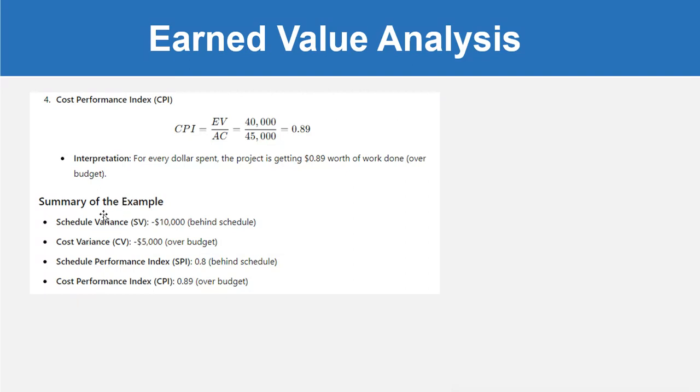Now in summary, schedule variance is equal to minus $10,000. So that means you are behind schedule. Cost variance is equal to minus $5,000. So that means you are over budget. Schedule performance index SPI is 0.8, which means you are behind schedule, and cost performance index CPI is 0.89, which means you are over budget.